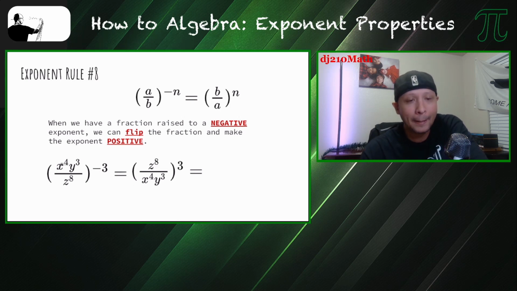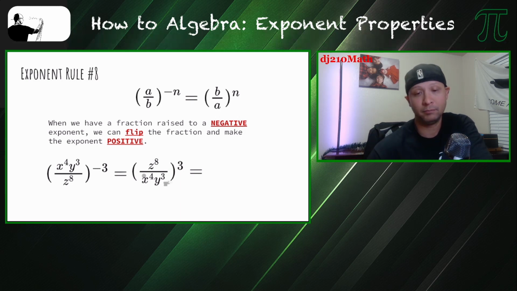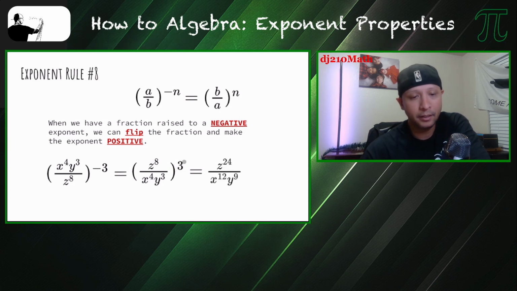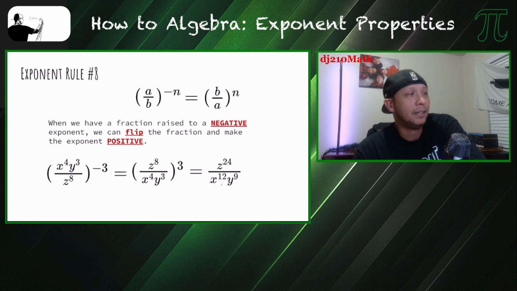And now we can apply the previous rule, and we have a fraction that's raised to a power. We can apply the power to the top and bottom. So 3 times 8 is going to be 24. And then 3 times 4 is 12. 3 times 3 is 9. And we've arrived at the final answer.